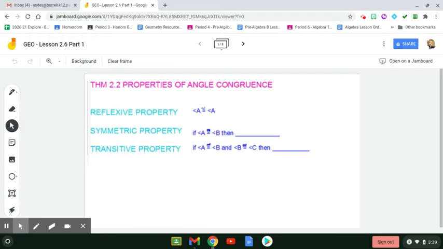So we've seen the reflexive property. For example, if you have angle A, it would be congruent to angle A. In the symmetric property, you can see things being flipped, like a mirror. If angle A is congruent to angle B, then angle B is congruent to angle A. And the transitive property also works here, with that middleman. If angle A is congruent to angle B and angle B is congruent to angle C, then if we cut out that middleman, we can go straight from angle A to angle C. So angle A would be congruent to angle C.